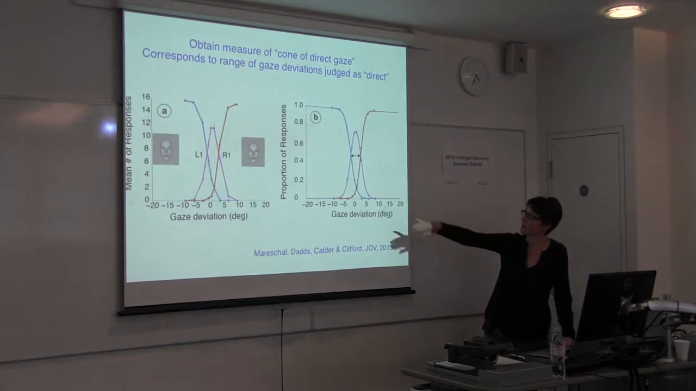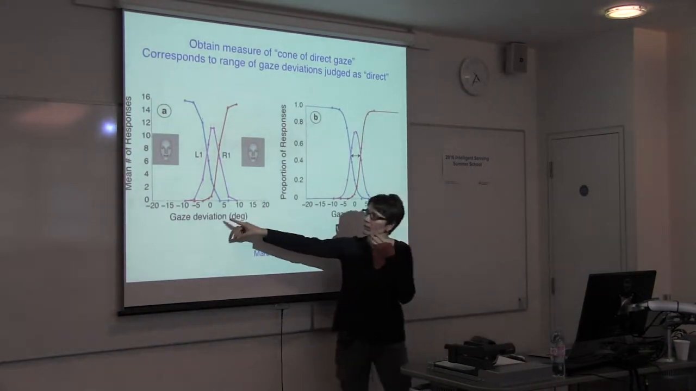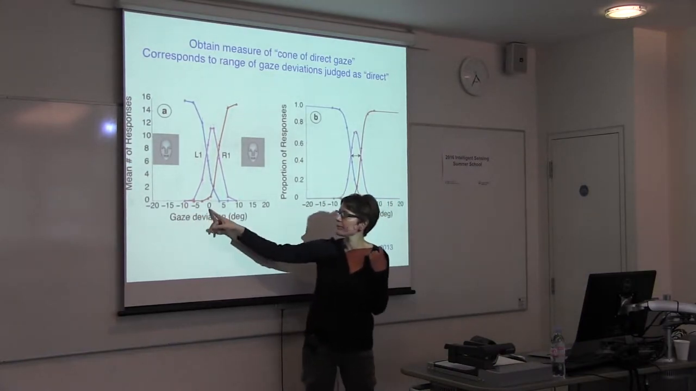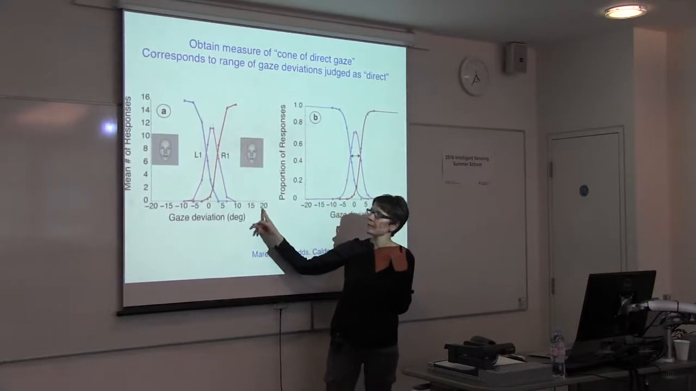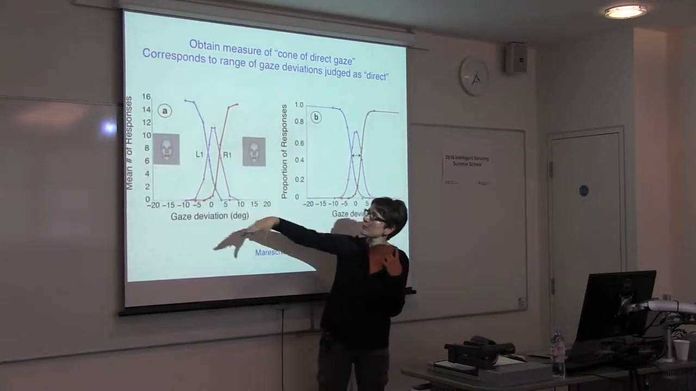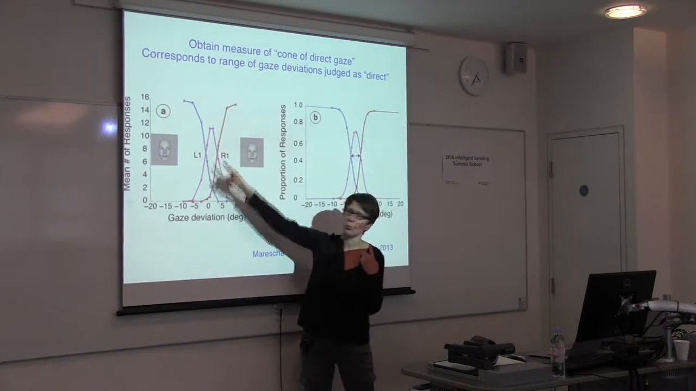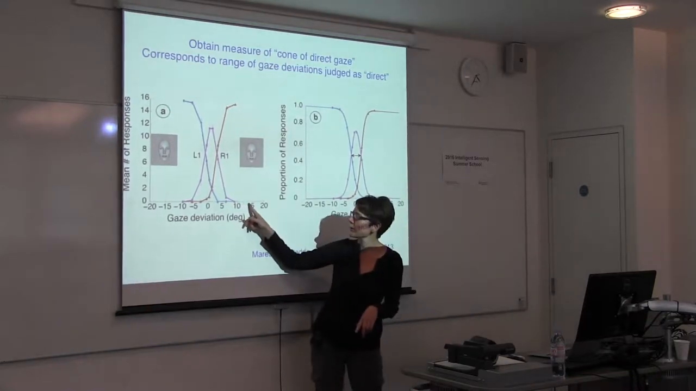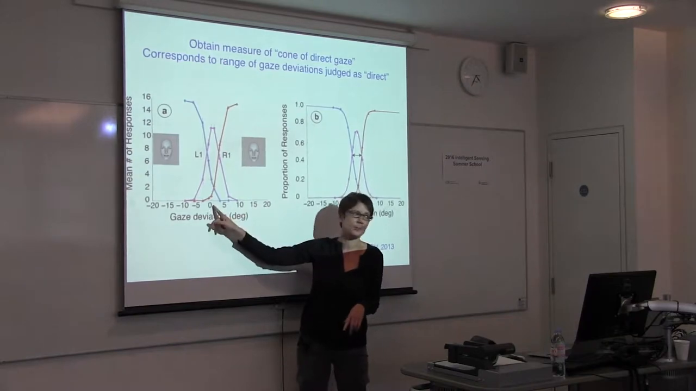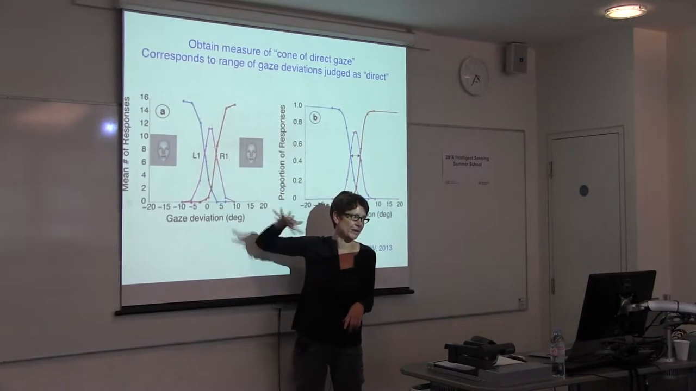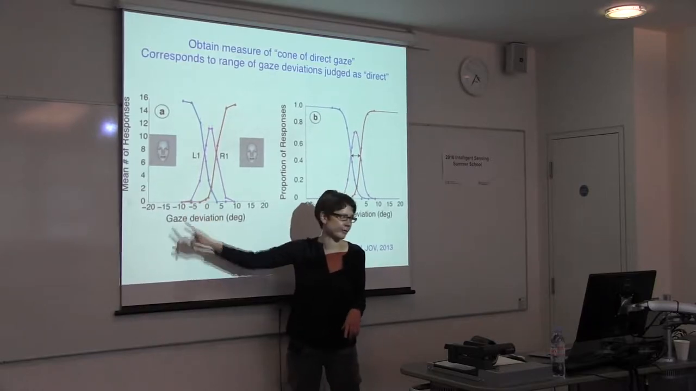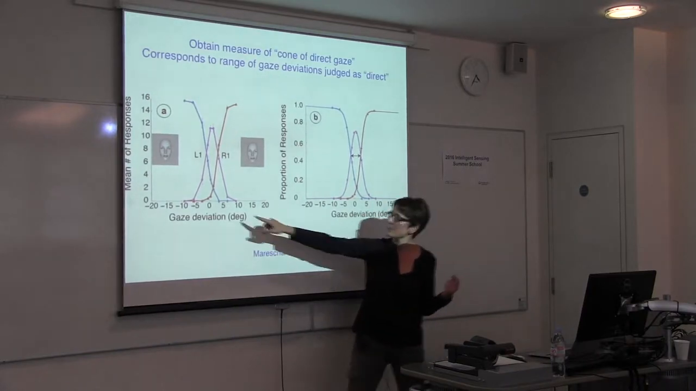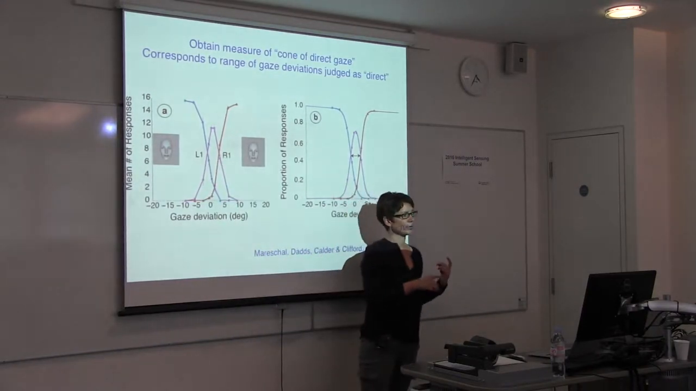When you do that, you get data that look a bit like this. So this is just the gaze deviation on the x-axis from very much to the left. Zero is perfectly direct, and this is very much to the right. And this is data from one person. The red is the proportion of times the person said the gaze was deviated to the right. And so when it's very much rightwards, they always say right. When it comes closer to direct, they sort of say right and direct. And then when it's leftwards, they never say right. The blue shows the same, but for their leftwards responses. And the purple is when they say it looks direct.